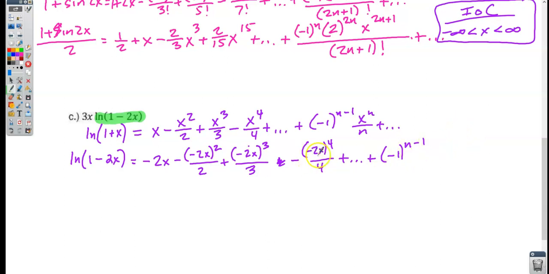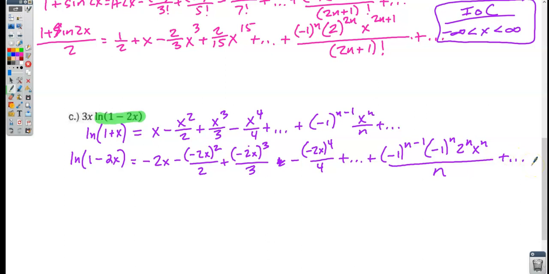And with the negative 2x, in the general term here, I'm going to turn that into negative 1 to the n, 2 to the n, x to the n, all over n. All right, so there's my general term now.